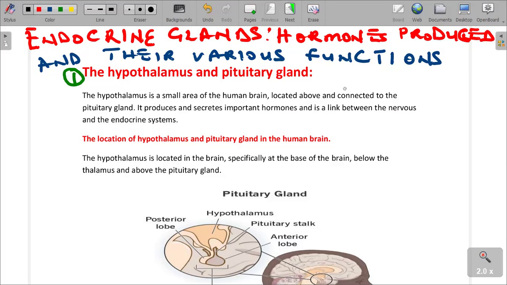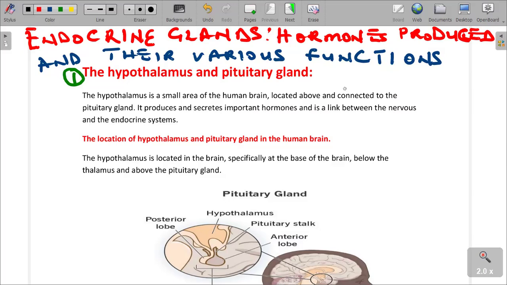These are the glands that are found in the human brain, which students are quite often confused about, or sometimes misplace, losing unnecessary marks. The hypothalamus is a small area of the brain which is located above and connected to the pituitary gland. So the hypothalamus and the pituitary gland are connected together, and the hypothalamus basically sits on top of the pituitary gland.